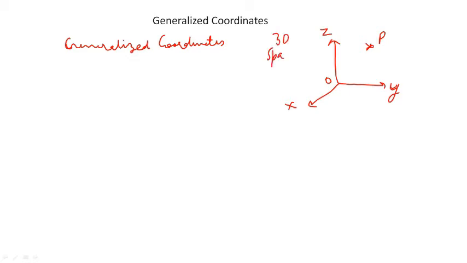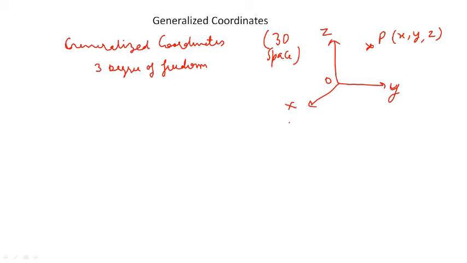then you know that it will require three Cartesian coordinates, and those will be x, y, z. Or you can say that this particle will have 3 degrees of freedom, right?